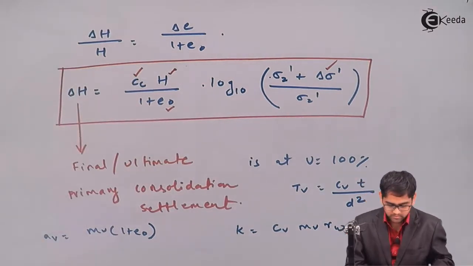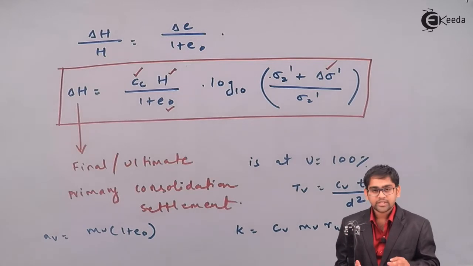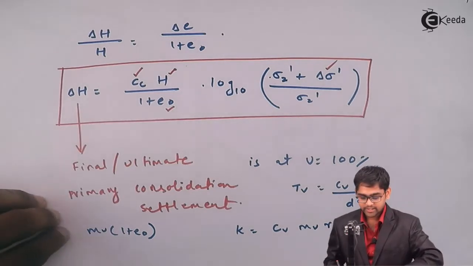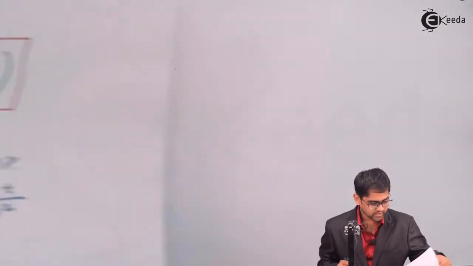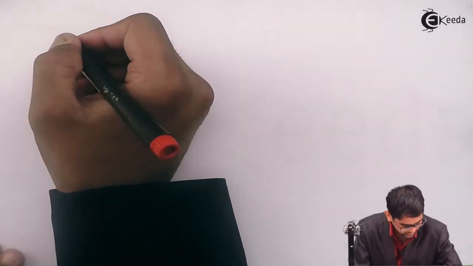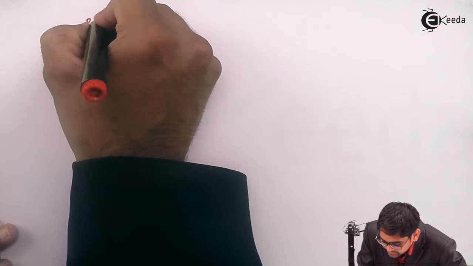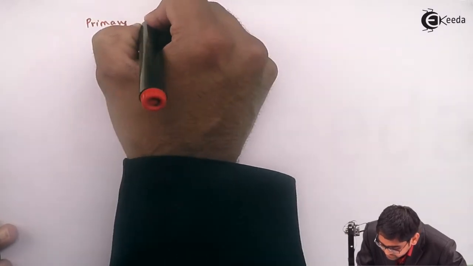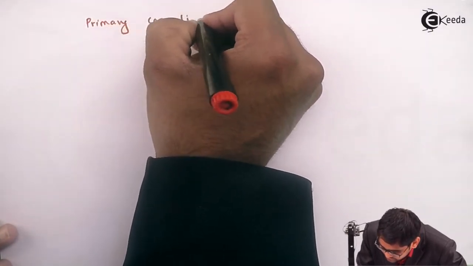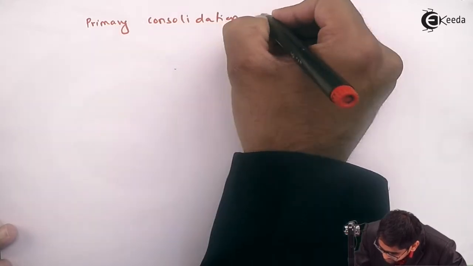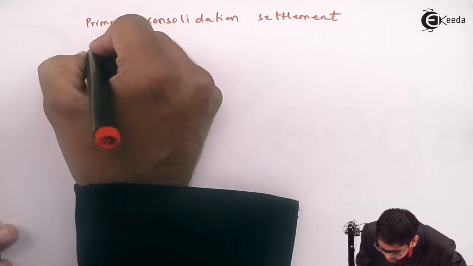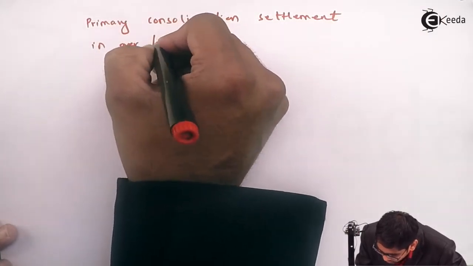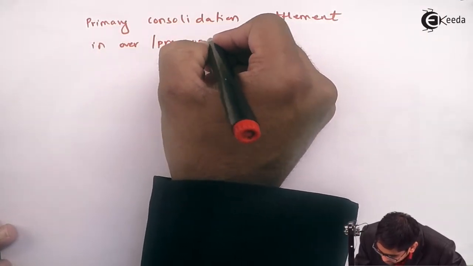So this particular part we have seen for the normally consolidated soils. We'll see it for the over consolidated soil. That means the primary consolidation settlement in over or pre-consolidated soils.